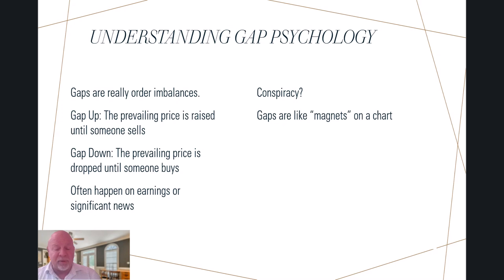It often happens during earnings and significant news. So you'll see a stock open up like NVIDIA did a couple of days ago. It opened up on earnings and it kept going up, and that created a gap on the chart.